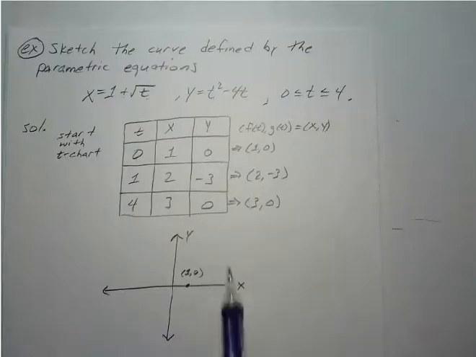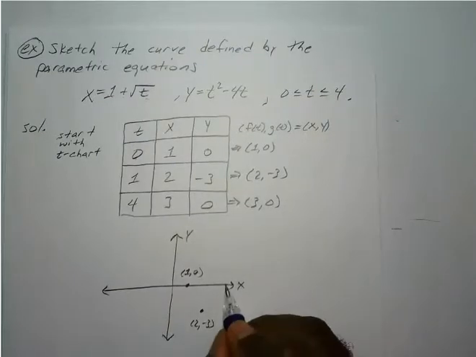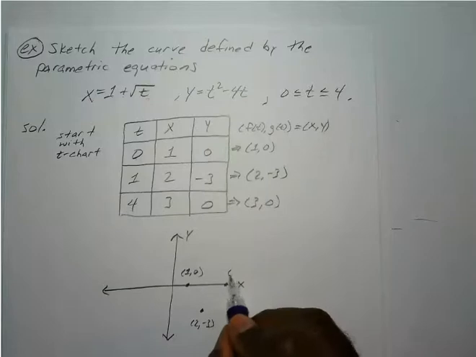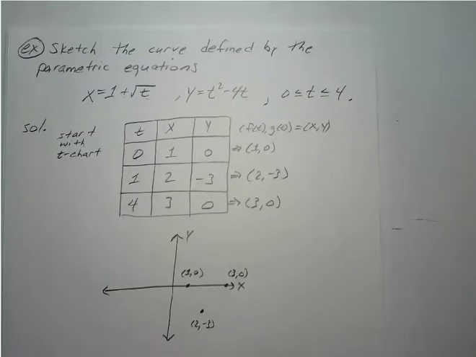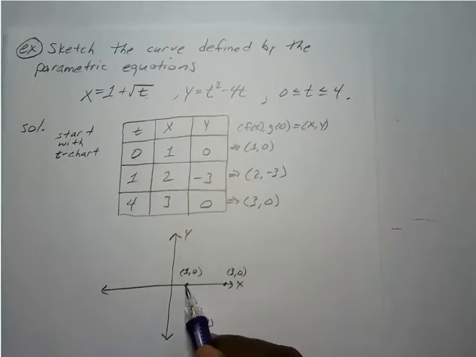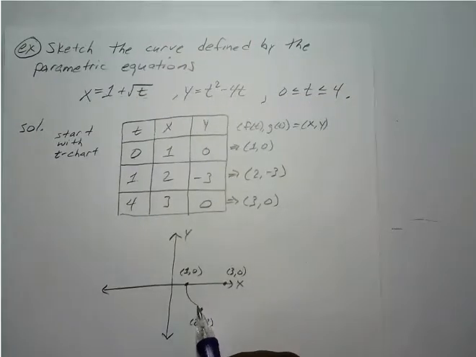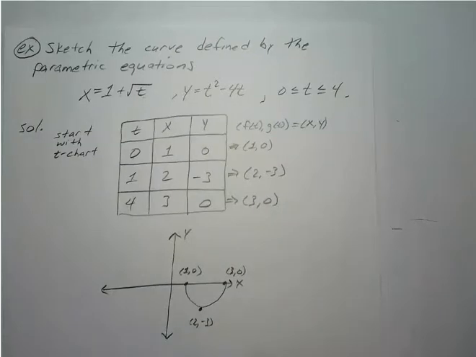We have 2, negative 3, which we'll put right there. So this is our 2, negative 3. And then we have 3, 0. And we'll put that right there for our 3, 0. So we see here that our graph would kind of look like this.